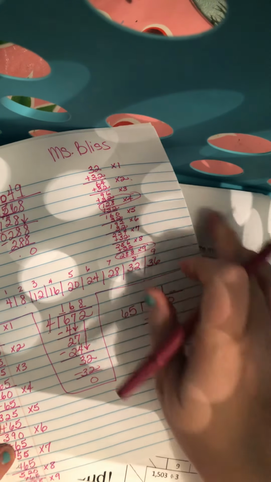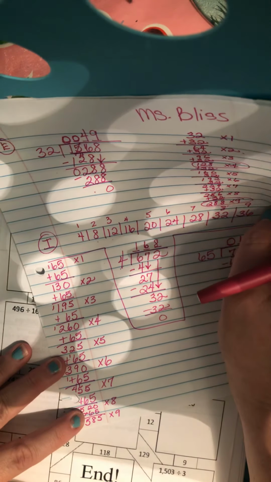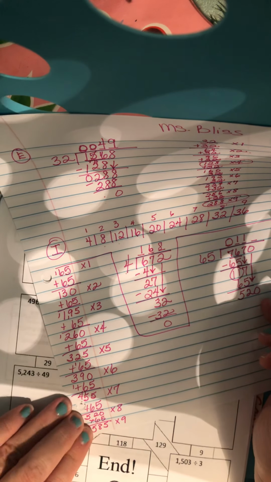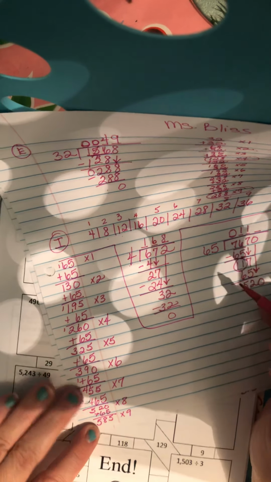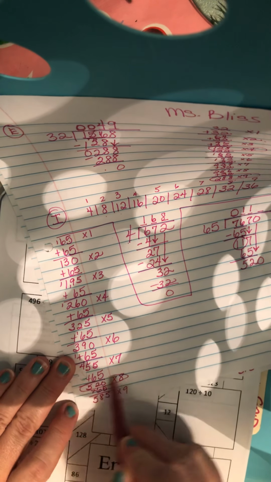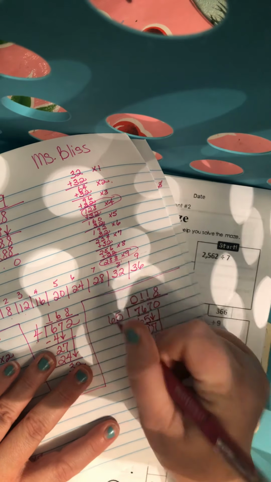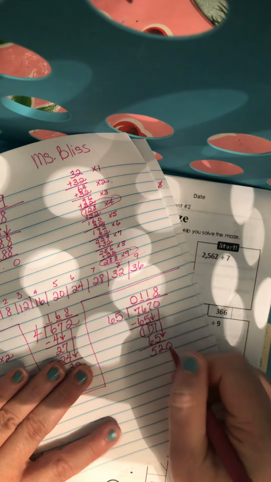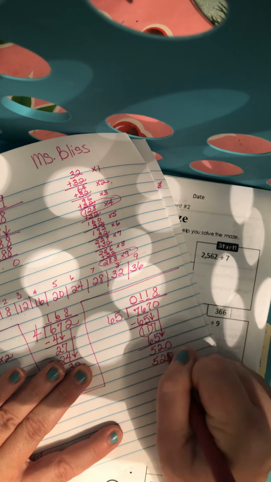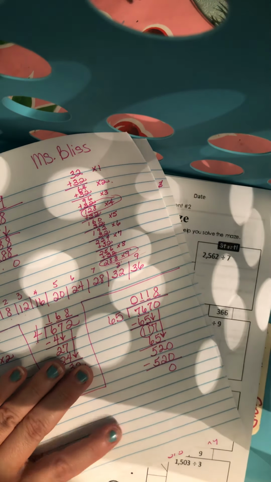65 will go into 520. Let me see. That's weird. All right, well, because I thought it would come out even. Oh, it does come out even. I was like freaking out. All right, it's right here. 8 times is 520. I was like, oh no, this isn't coming out right. I must have done something wrong. All right, 65 times 8 is 520. I subtract. I'm done. Okay, so that was this one.